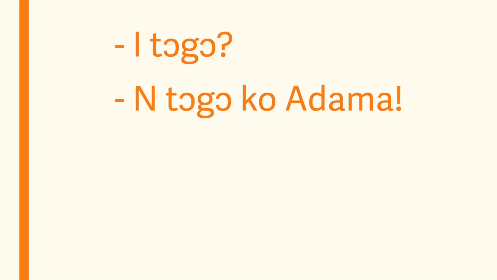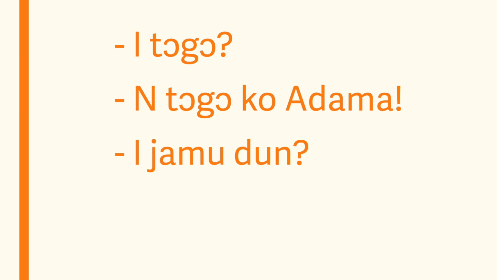People might ask, I muso dung, and your wife. How is she is the implied part, and that's going to be the same thing when people ask you your name. So it might be that you're talking with someone and they say, I tɔgɔ, and you say, n tɔgɔ ko Adama. And then they're going to switch to your last name and say, I jamu dung, and your last name.